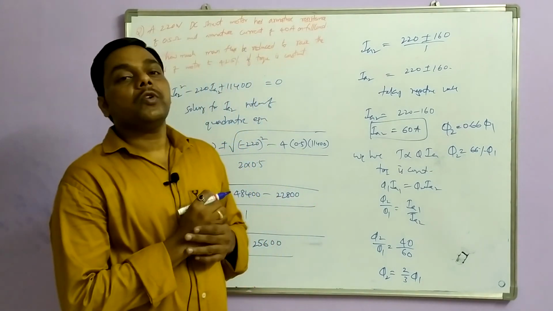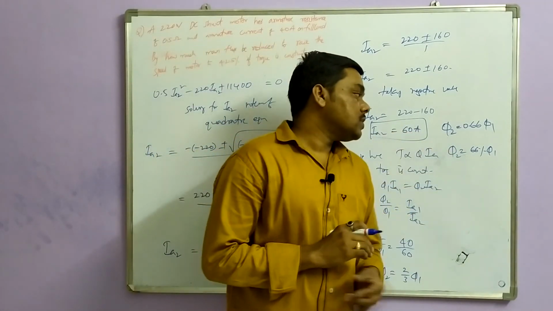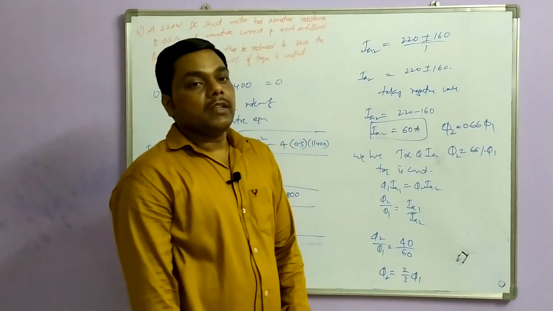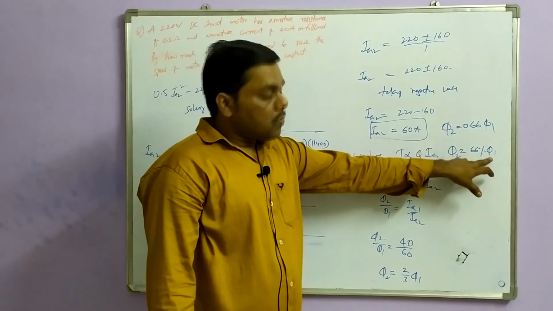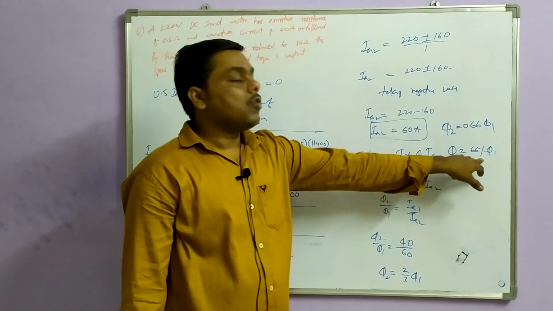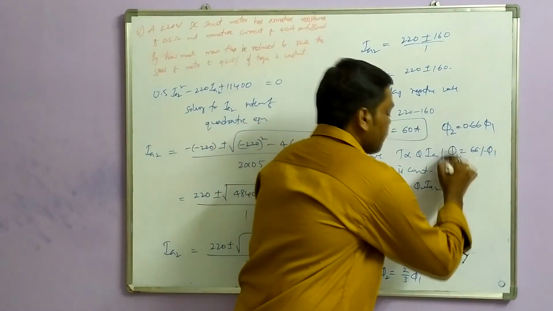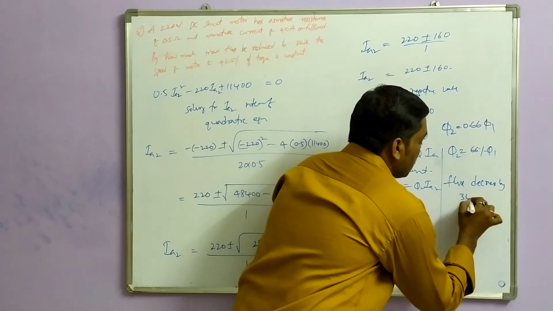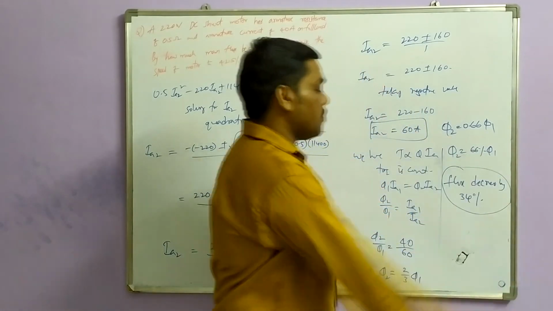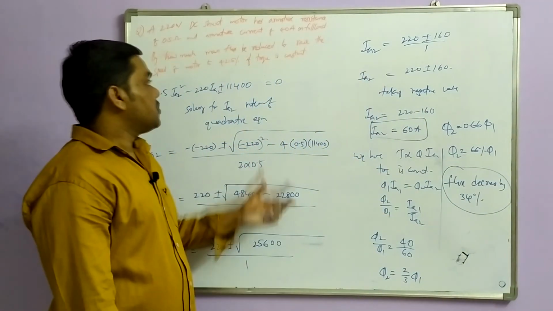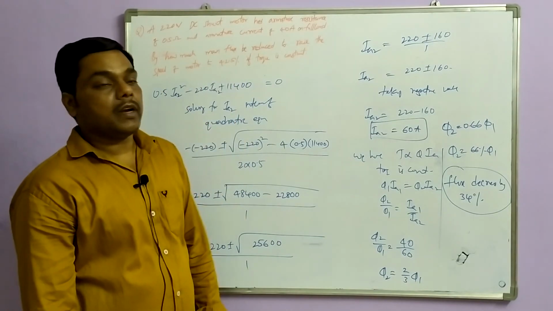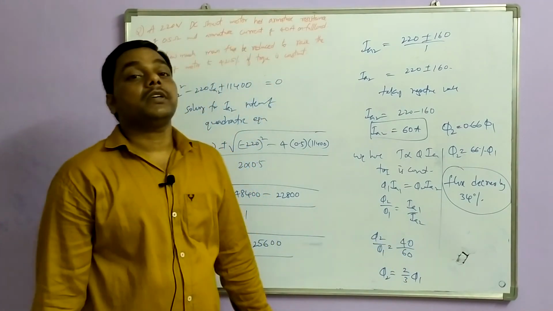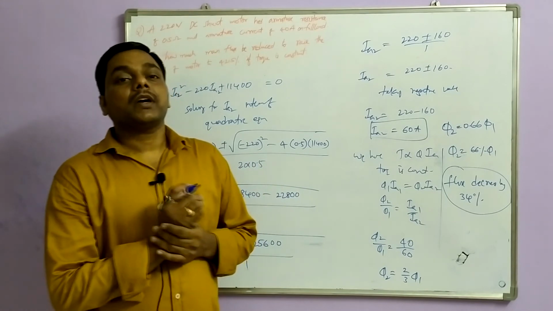Now how much is the flux going to be reduced? The reduced flux is 34%. You can see this is 66% of phi 1, where phi 1 is 100%. So with 66% operating, the flux decreased by 34%. The flux decreased by 34%, the speed increased by 42.5%, and the torque is constant. The armature current goes from 40 to 60, which is nearly 1.5 times increase.